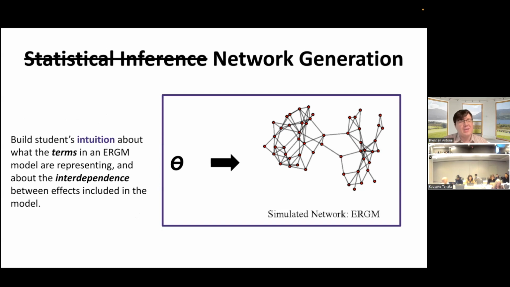So we want them to have intuition about what the terms in an ERGM are representing and about the interdependence between effects included in the model. So if I change one effect, then I may also need to change the other effects around it. How are the different effects interacting to produce, based off of these local properties, this complex structure in the network as a whole?